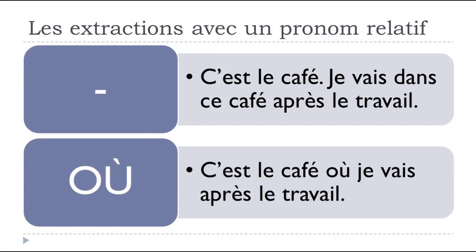So the sentence that we will get will be as previously. The first part doesn't change. C'est le café. Then, instead of dans ce café, you will put your pronoun où right here. Je vais, and then après le travail. So a direct translation would be: it's the café where I go after work. So it's quite close to English when you use this pronom relatif. So it's actually quite simple.